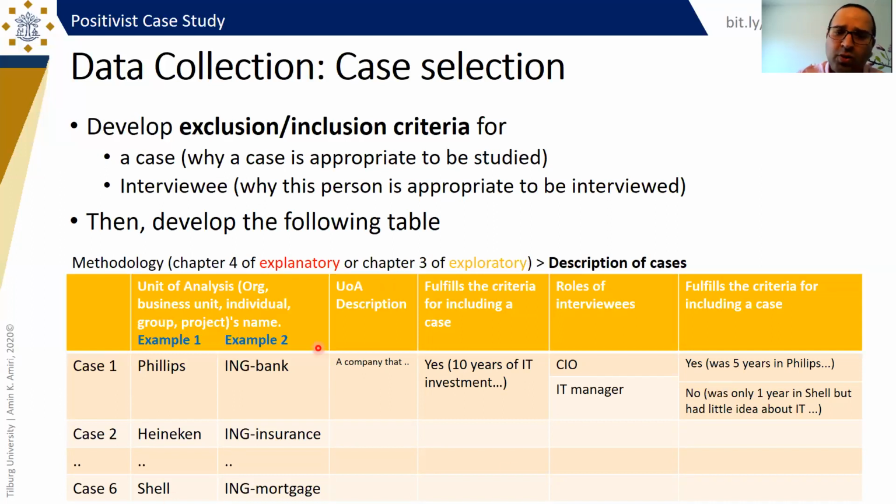So before going, you need to write down these exclusion and inclusion criteria. And before going to the interviews, you need to make sure that they satisfy these. Otherwise, you're wasting your time going there because that interviewee cannot give you reliable information.